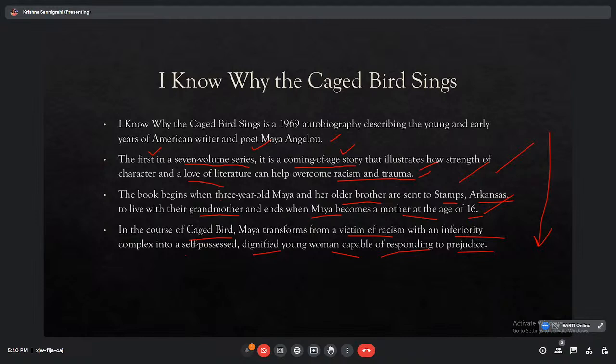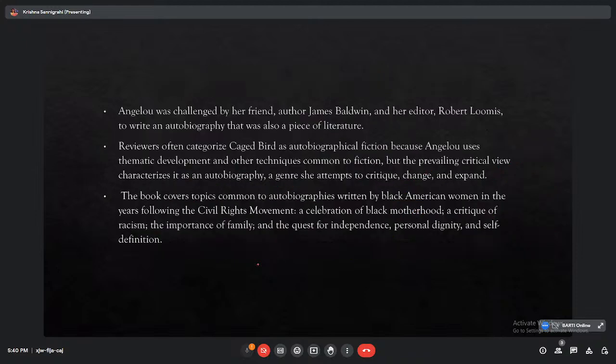The book begins when 3-year-old Maya and her older brother, so you have to keep in mind the names of the characters, are sent to Stamps, Arkansas, to live with their grandmother, and ends when Maya becomes a mother at the age of 16. So, in the course of Caged Bird, Maya transforms from a victim of racism with an inferiority complex into a self possessed, dignified young woman capable of responding to prejudice. This is what you have to keep in mind.